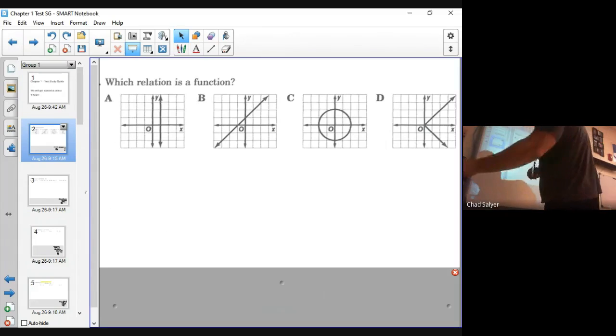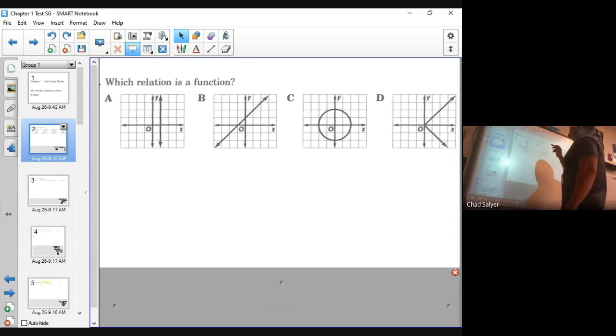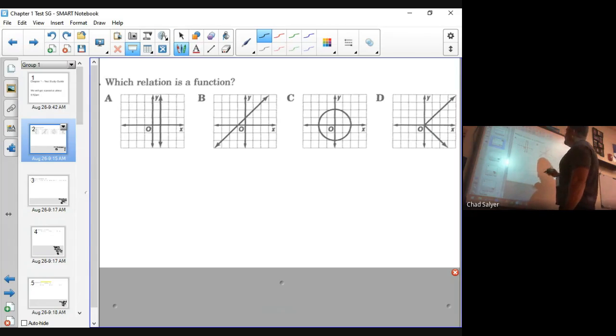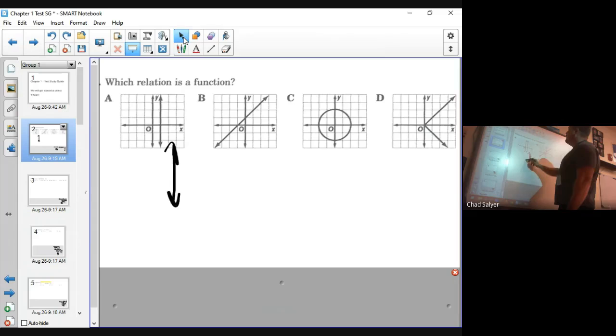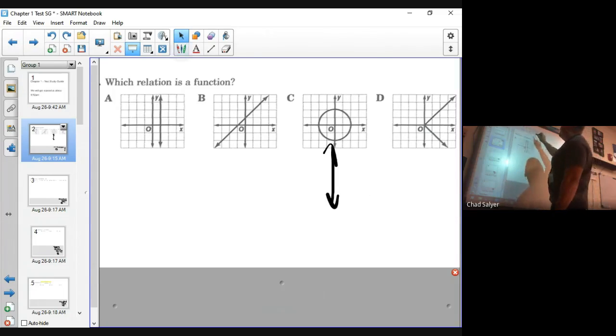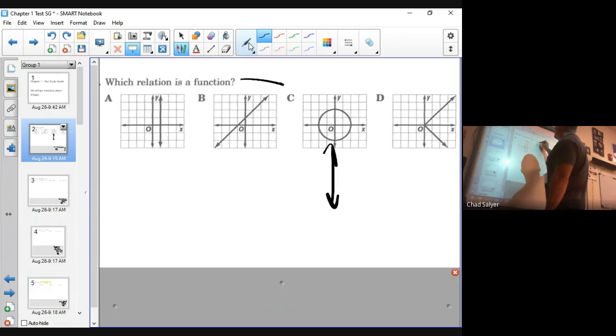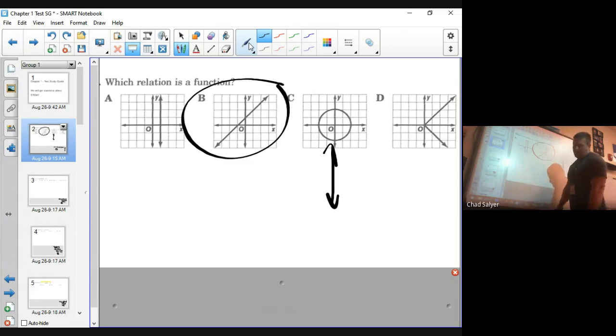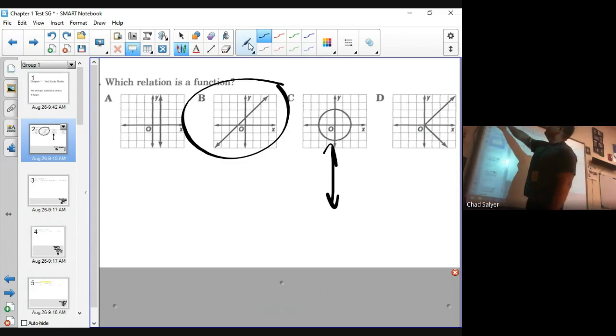So first of all, this problem, which of these relations is a function? We're going to use the vertical line test. In other words, we're going to take a vertical line and see if it touches 2 points. Yes. And so A is not a function. But with B, it passes. And you see here, C fails and D fails. So by the vertical line test, I can say that B is a function here.